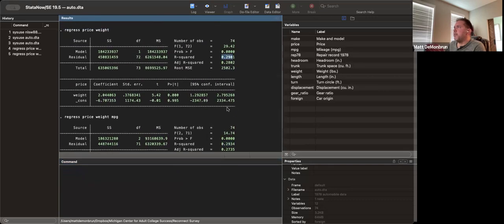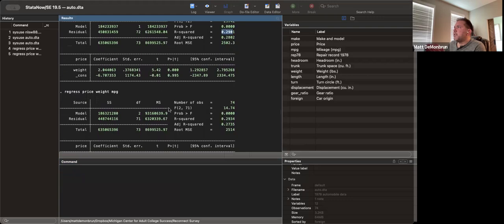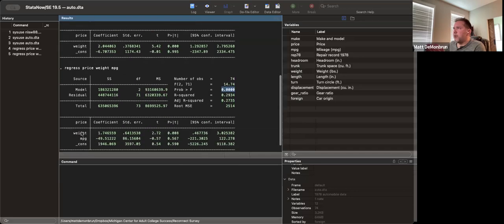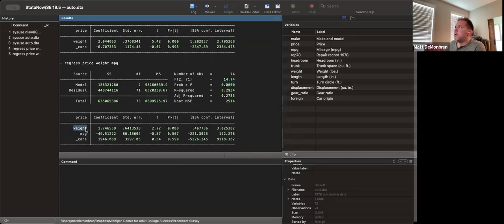So this didn't go up much, right? It went up just a little bit, but it's still statistically significant, right? So we would say that our model overall is still a good fit. So let's start interpreting our coefficients. Well, our weight coefficient went down a little bit, right? I mean, we still have a relationship, but ultimately it's a little bit less than it was before.